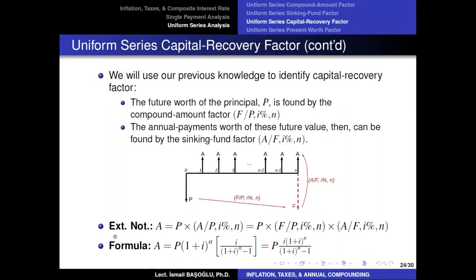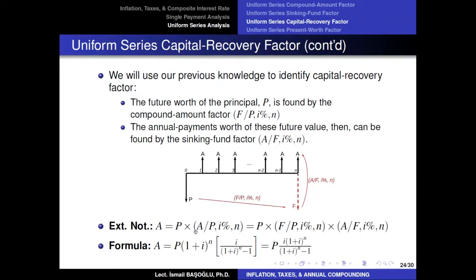So basically, in the extended notation, if I want to define A for a given present value, or if I take a loan from the bank of size P and I want to determine the annual payment size that I need to pay, I'm going to multiply my principal size with the uniform series capital recovery factor A over P under I% interest rate for n years.